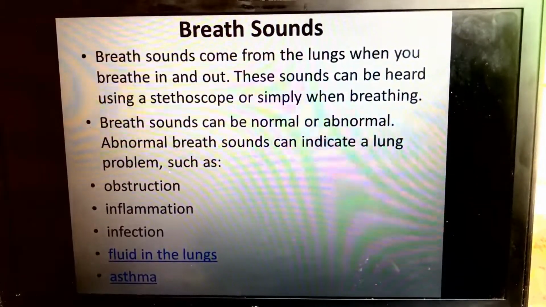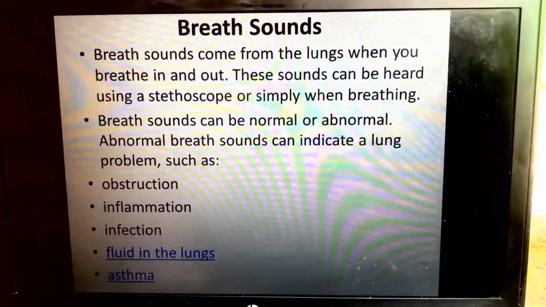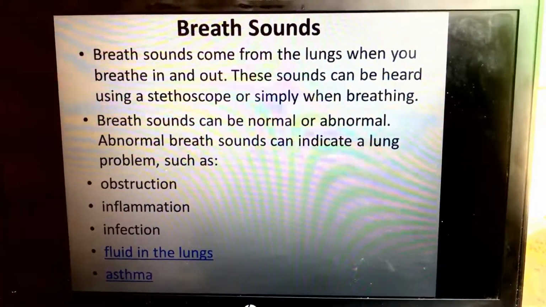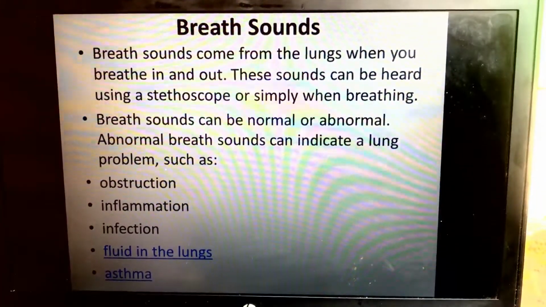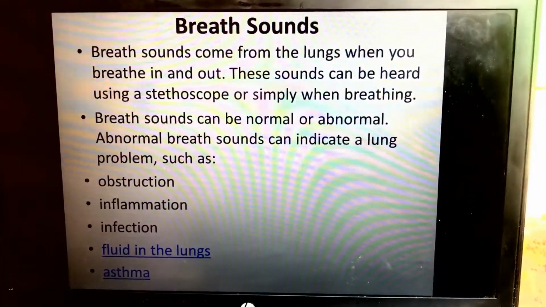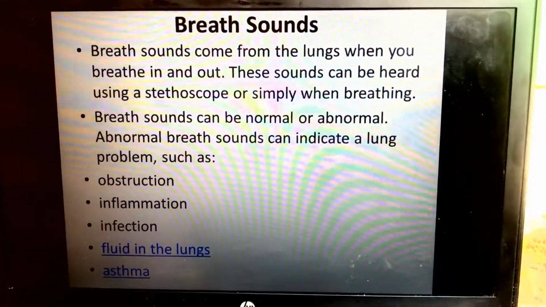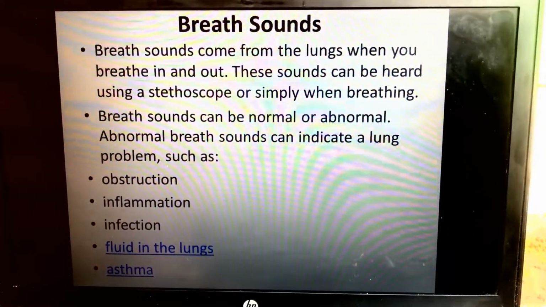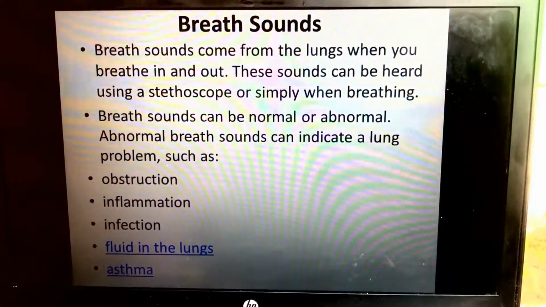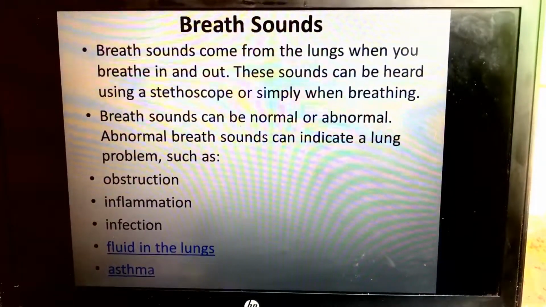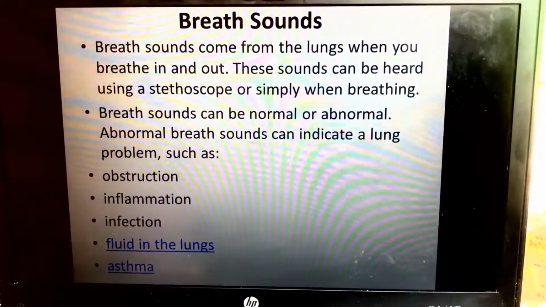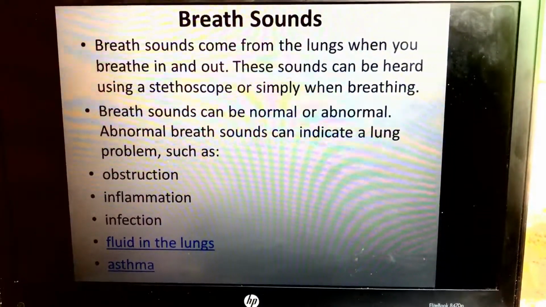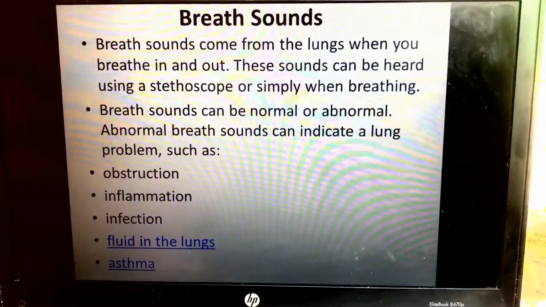Let's see together breath sound. Breath sound comes from the lungs when you breathe in and out. The sound can be heard using a stethoscope or simply when breathing. Breath sounds can be normal or abnormal. Abnormal breath sounds can indicate a lung problem such as obstructions, inflammation, infection, fluid in the lungs, and asthma.